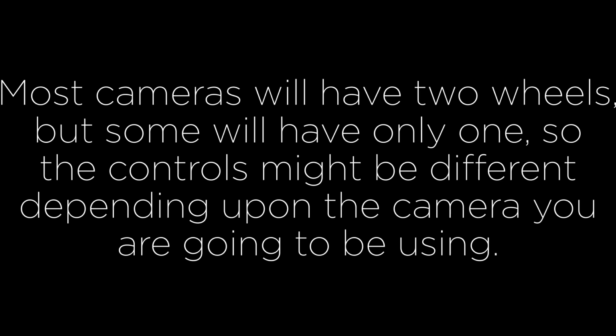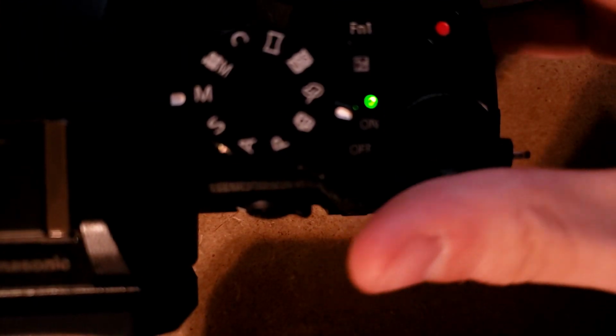Now for f-stop or aperture and shutter speed, most cameras will have two wheels, but some will only have one. So on this G7 we have two. So one wheel controls the f-stop and the other wheel controls the shutter speed. As you can see, if we use this lower wheel, that will adjust the aperture.